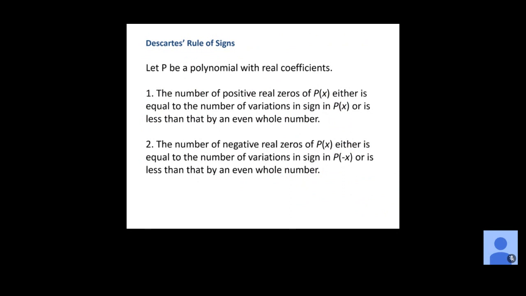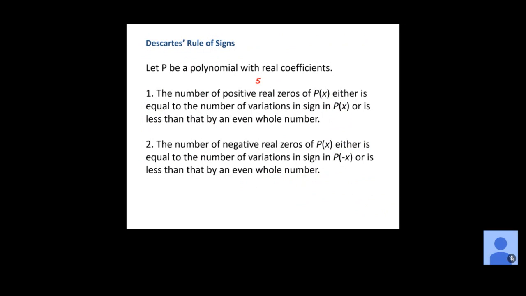Now, what this means is that we're going to take our polynomial, we're going to count up how many times the signs change throughout the polynomial, right? How many times do they go from positive to negative or negative to positive? Once we know that, that tells us how many positive real zeros we could have. Now, let's say we count them up and we get like 5 as our sign changes, right? It changes signs 5 times.